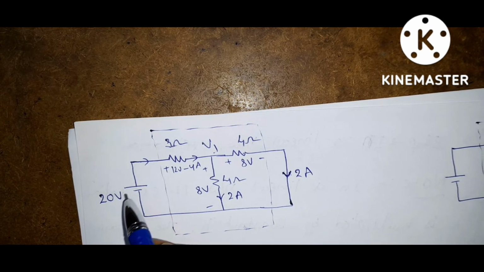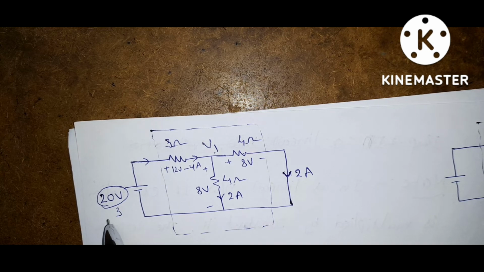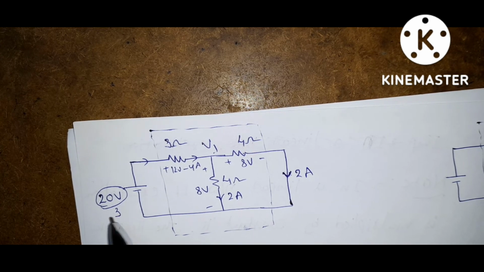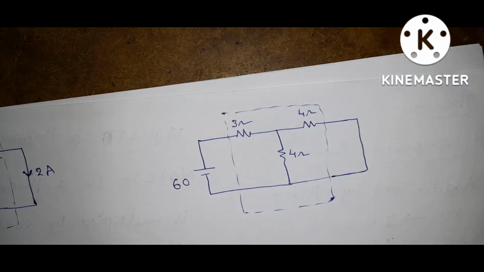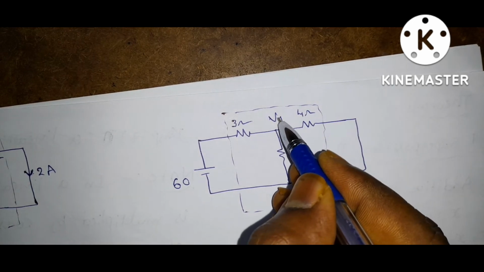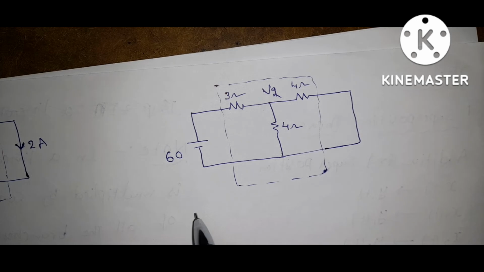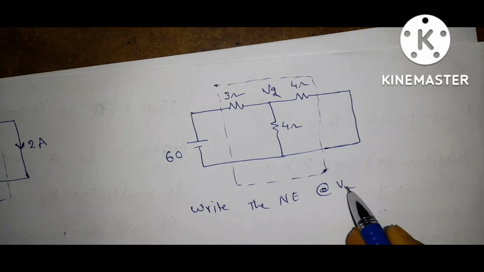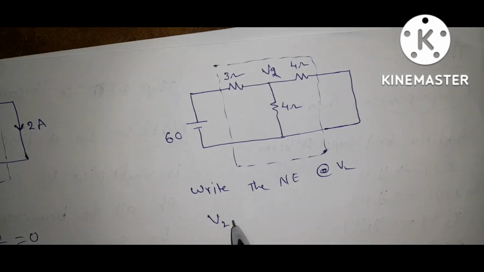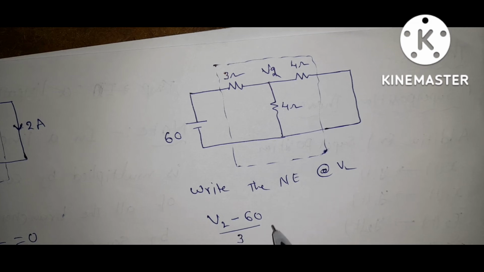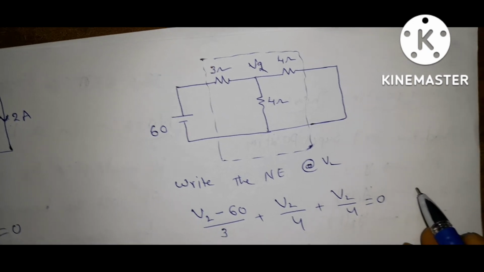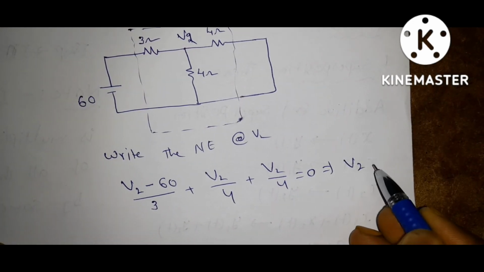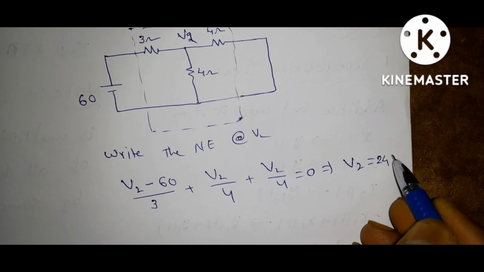Now I am multiplying this excitation by 3. If you multiply this excitation by 3, you will get 60 volts. The same network I am representing here, with 60 volts. Now find out V2. Write the node equation at V2. What are we getting? (V2 minus 60) by 3 plus V2 by 4 plus V2 by 4 is equal to 0. If you solve this equation, you will get V2 is equal to 24 volts.